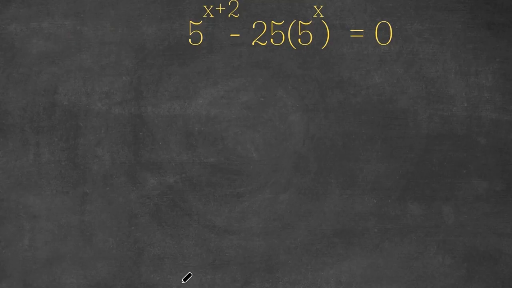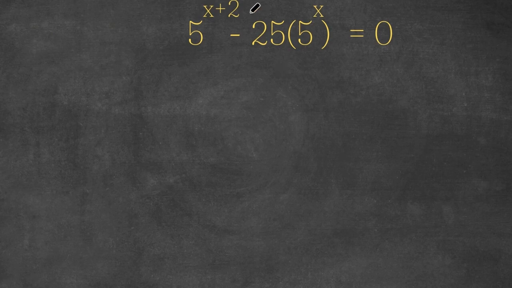In today's video, I'm going to be teaching you guys how to solve a challenging exponential problem. So right here, we have the problem 5 to the power of x plus 2 minus 25 times 5 to the power of x equals 0. And our first step is to shorten this equation down a bit.